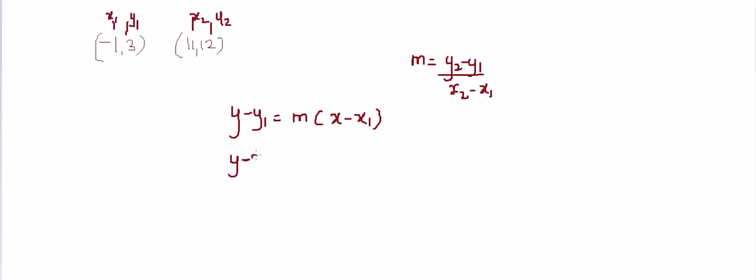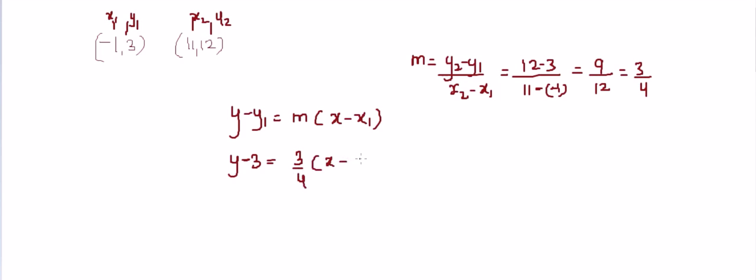So in place of y1 it's 3. For m, y2 minus y1, which is 12 minus 3 over x2 minus x1, that is 11 minus minus 1. So 12 minus 3 is 9 and 11 minus minus 1 means 11 plus 1, that is 12. So you'll get 3 over 4. X1 is minus 1. So y minus 3 equals 3 over 4 times x plus 1.